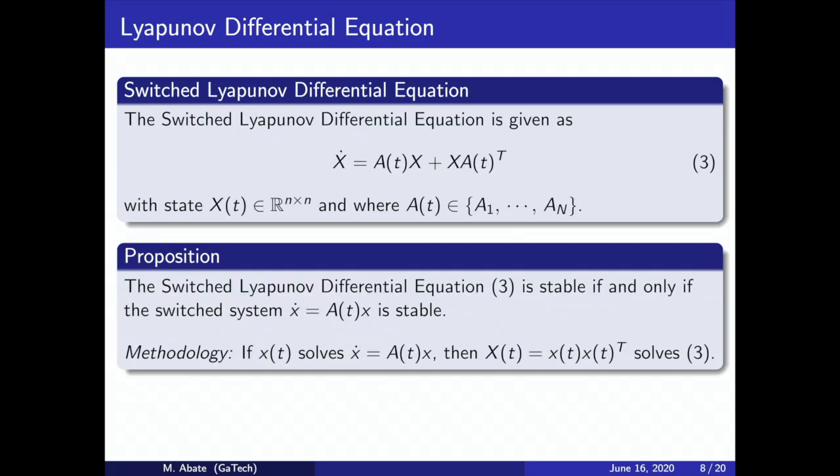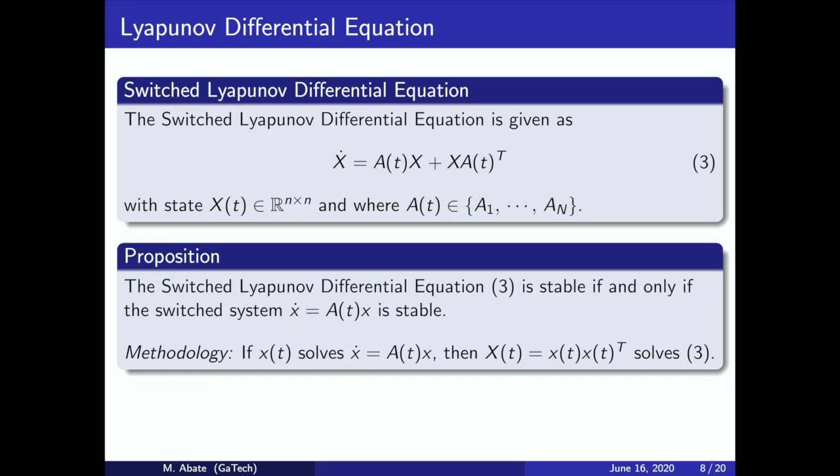As a second stability analysis tool, we next introduce the switched Lyapunov differential equation, which is given as 3, where the state of the system is now a matrix in n by n, and where A evolves in the same finite set of switched modes as was discussed previously. The switched Lyapunov differential equation 3 is stable if and only if the switched linear system x dot is equal to ax is stable. This is our result, and while we do not include a full proof here, I believe it is helpful to have some methodology and understand why the two equations are linked.